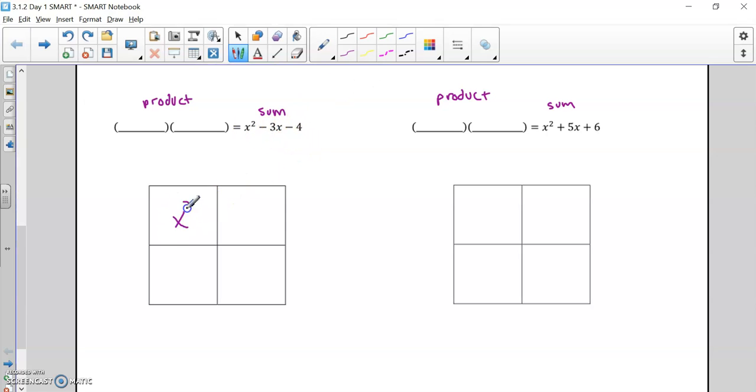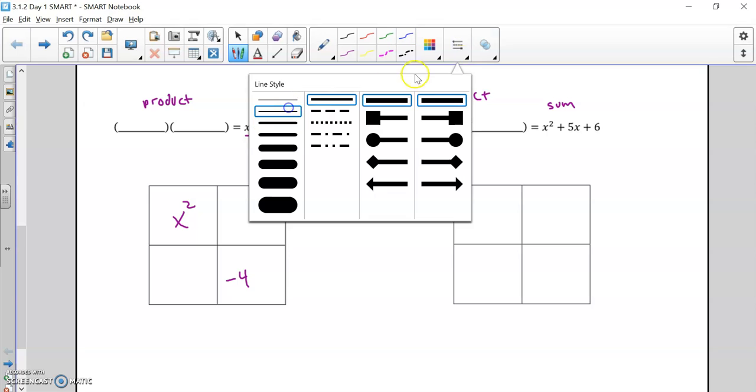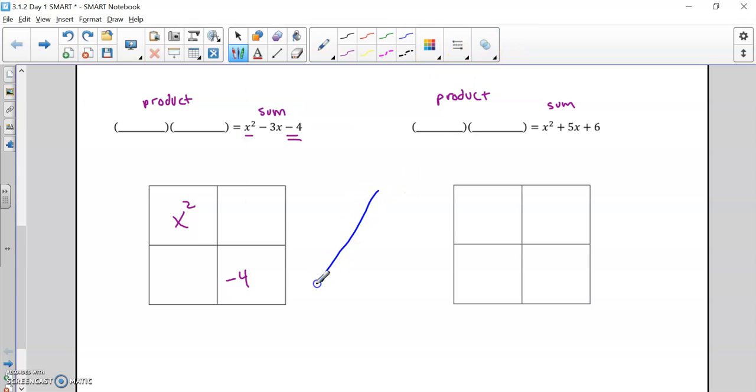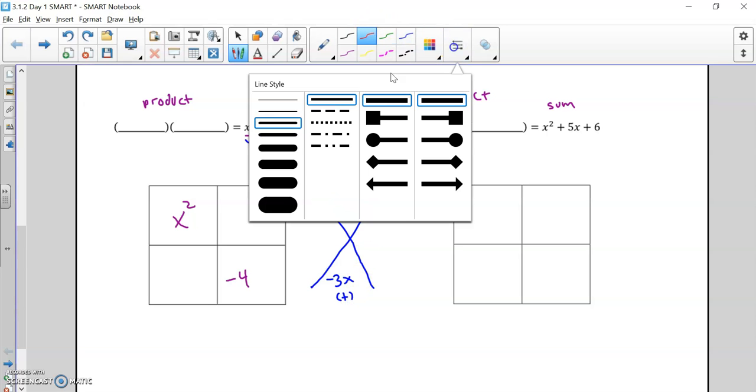So first term goes in the top left, third term goes in the bottom right. Okay, bust out the diamond. So first times the third gets us the top, which is negative 4x squared. That's what we have to multiply to get. And then the middle term goes at the bottom. This is what we have to add to get. Okay, so now we're ready to play the game.